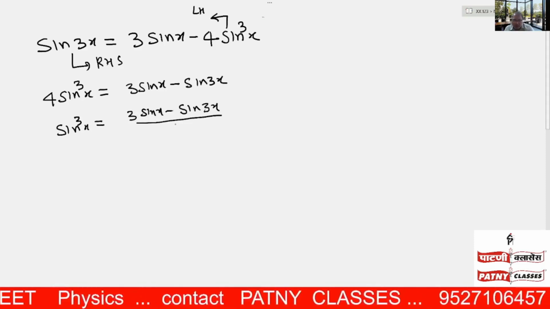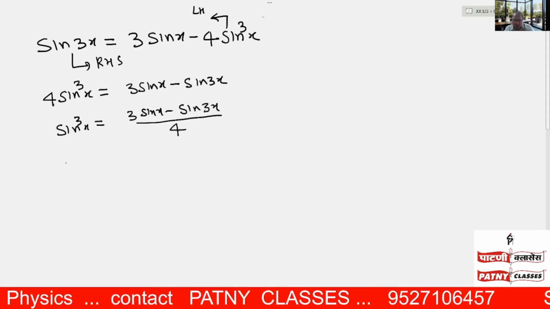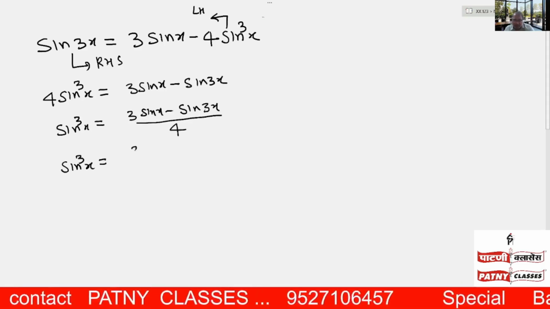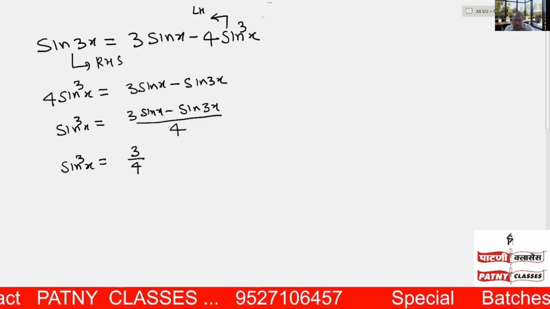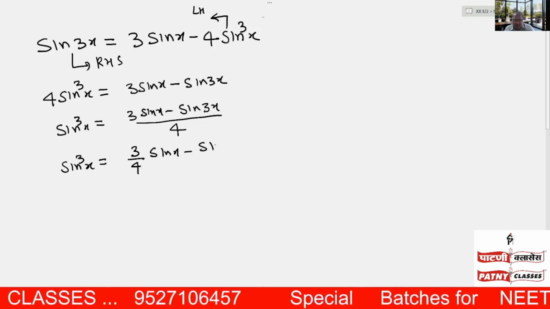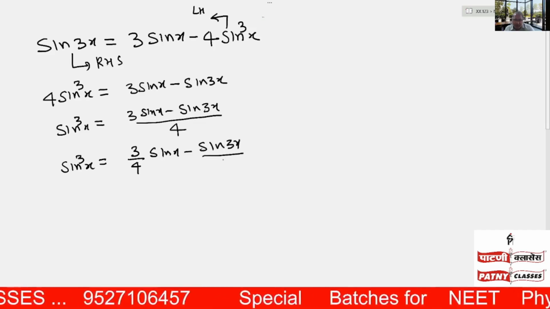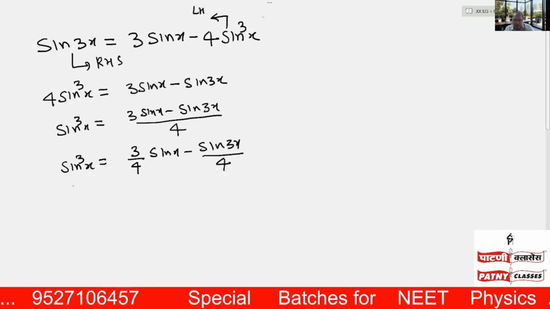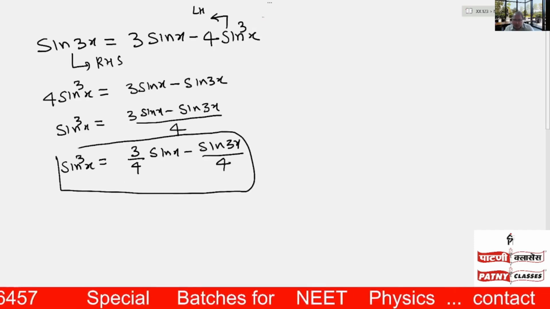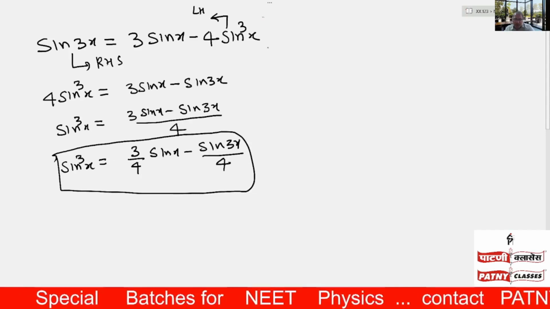Four has gone down. Then either you can keep it as it is, or you can take it to the individual terms, that is 3 upon 4 sin x minus sin 3x upon 4. So this relationship we can use while doing integration.